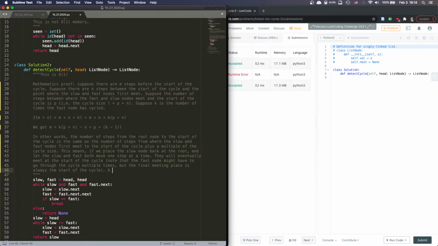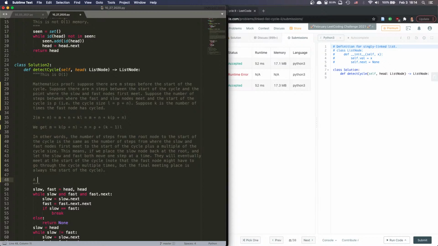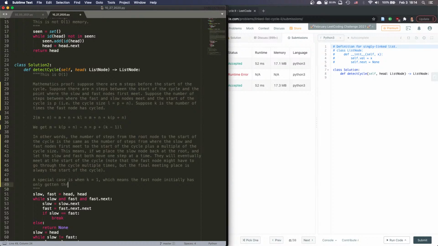A special case is when K equals 1, which means the fast node initially has only gotten through the cycle once. This can help us visualize the more generic situation where K is larger than 1.